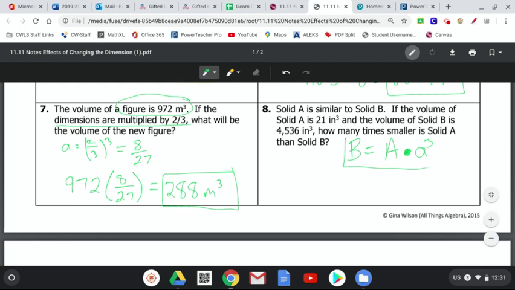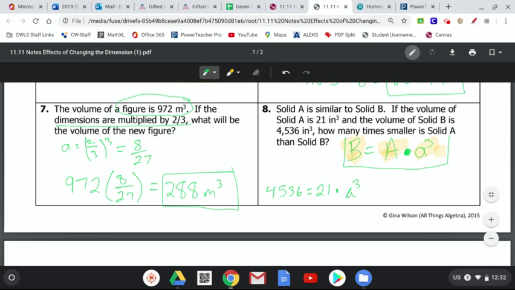So for this, we just plug everything into this formula, okay? So we're saying small times that A cubed value will give us big, okay? A is the small one, so again, small times our A cubed value will give us our big one, okay? Same way we set it up for the surface area one. So for this, we are going to plug in our values. B is 4,536. A is 21. Multiply that by some value A cubed, okay?